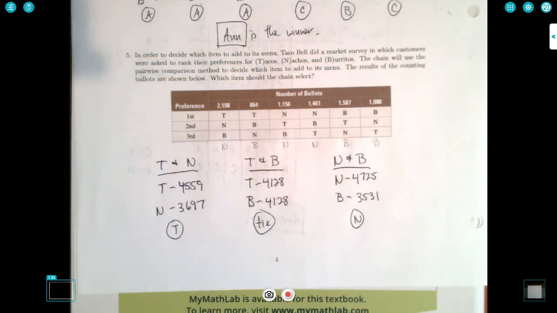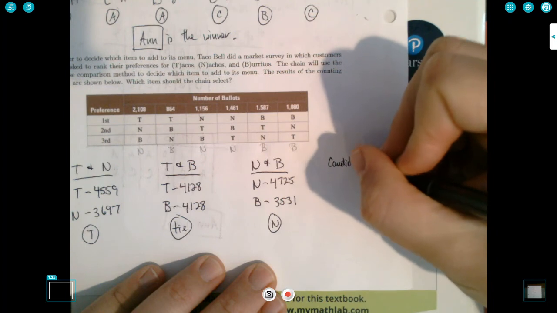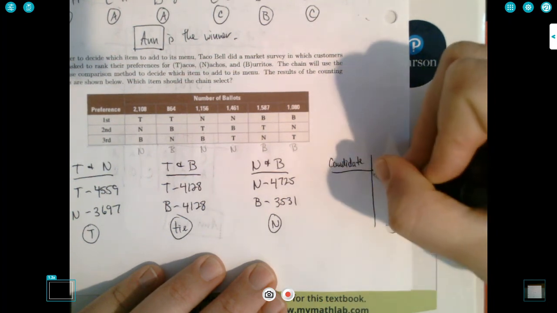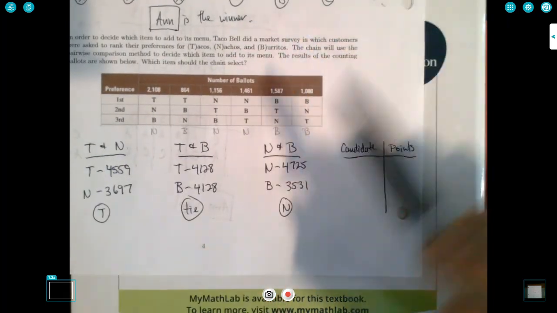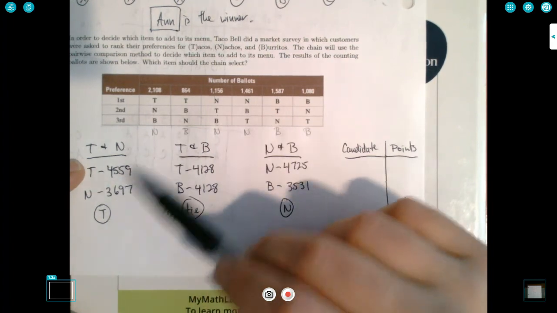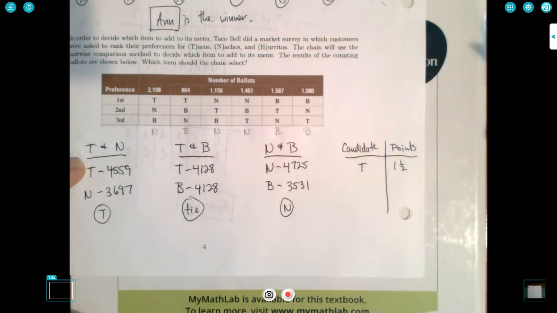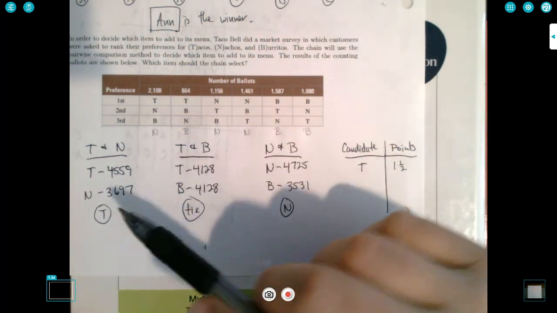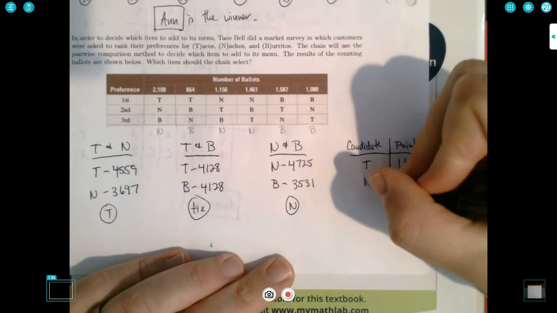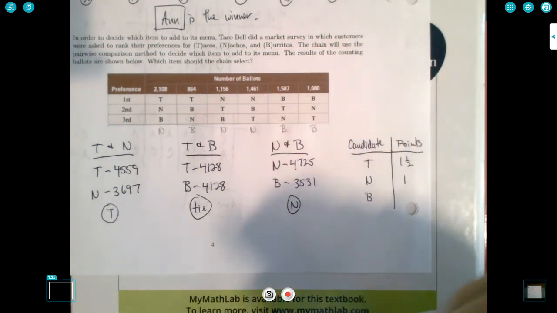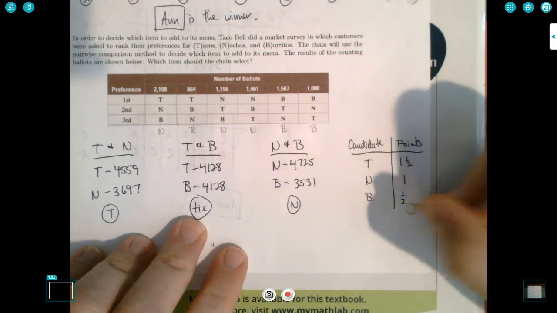So when we're making our little table, so candidate and points. So taco gets a point here, and it gets half a point here. So tacos have 1.5 points. Okay. Nachos get 0 points there, 0 points there. They get 1 point there. So nachos get 1 point here. And burritos get 0 points here. They get half a point here and 0 points here. So burritos get half a point.